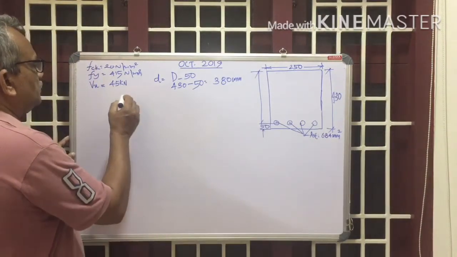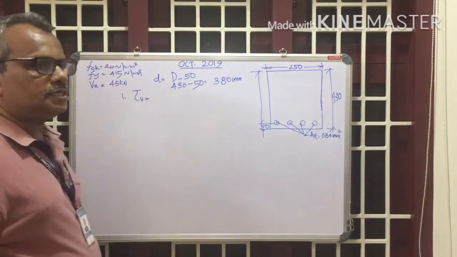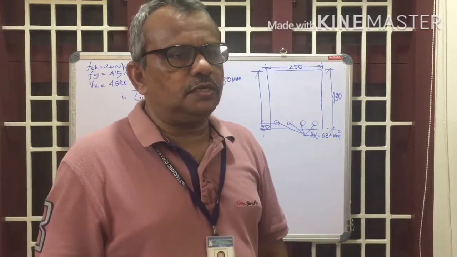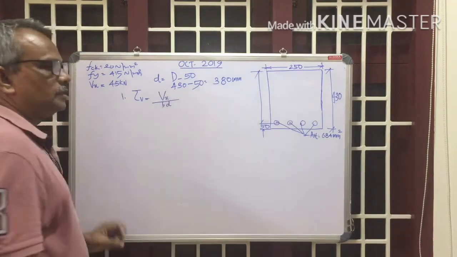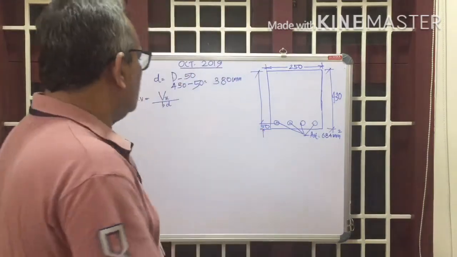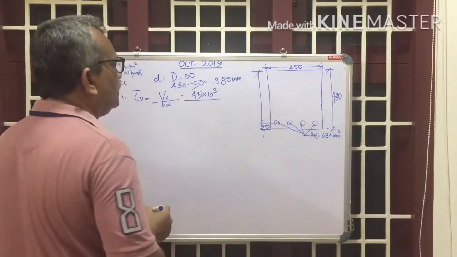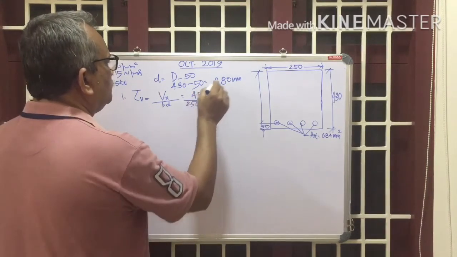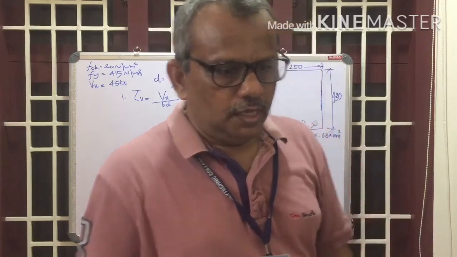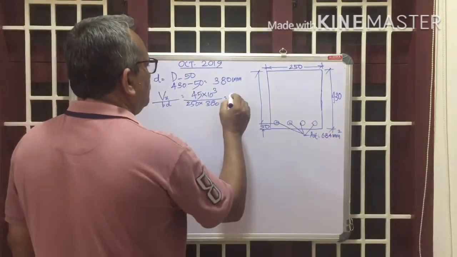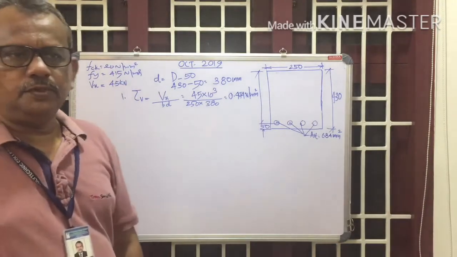First of all, number one, find out the nominal shear stress, tau V. Tau V is the notation for nominal shear stress. What is nominal shear stress? Shear force divided by area. So that is equal to Vu divided by B into D. Vu is given as 45 kilonewton, so 45 into 10 raised to 3 Newton divided by B, which is 250, into D, which is 380 mm. So the first step, calculate the nominal shear stress. That is equal to 0.474 Newton per mm squared. We got the nominal shear stress.